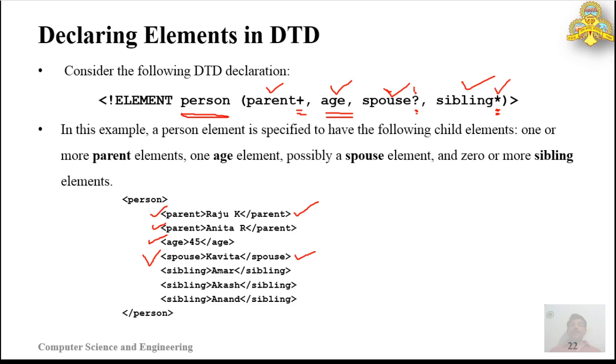For spouse it is 0 or 1, whereas for parent, you have to provide at least one parent's information, so there will be a plus sign. Carefully observe that parent, age, spouse and sibling are all child elements for the tag person. So here the person tag is the person element, and these are all the child elements in the person tag.